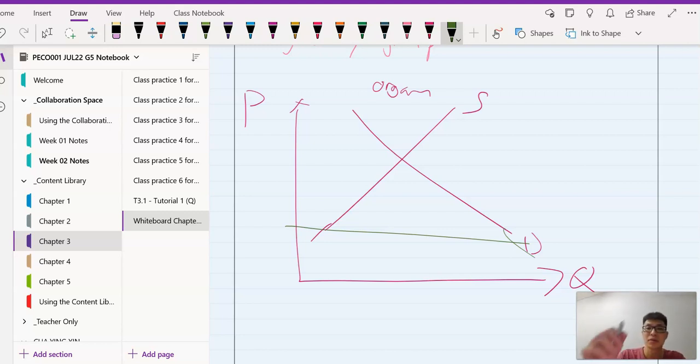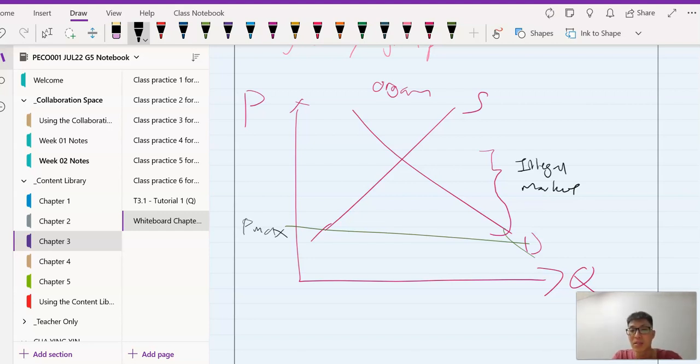So what do they do? They buy organs from the illegal market. Where should they buy? Obviously, they will buy higher than the maximum price and lower than the current price. Otherwise, it doesn't make sense, right?